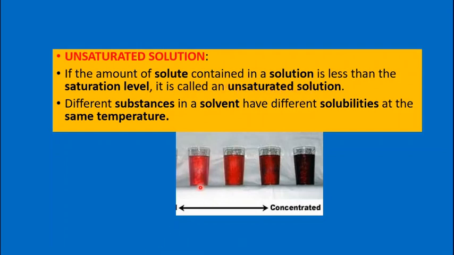So in these 4 glasses, the first, second and third are unsaturated solutions, while the last one is the saturated solution, where no more solute can be dissolved at that particular temperature. Different substances in a solvent have different solubilities. Like copper sulfate and potassium permanganate will have different solubilities in water at the same temperature.